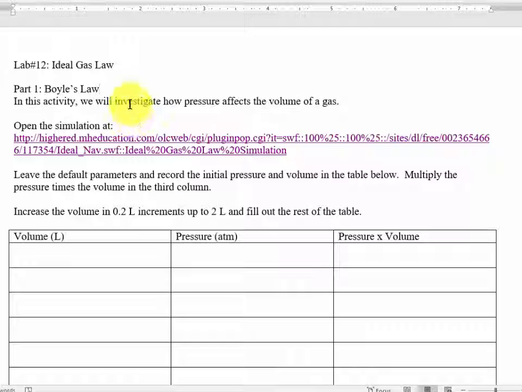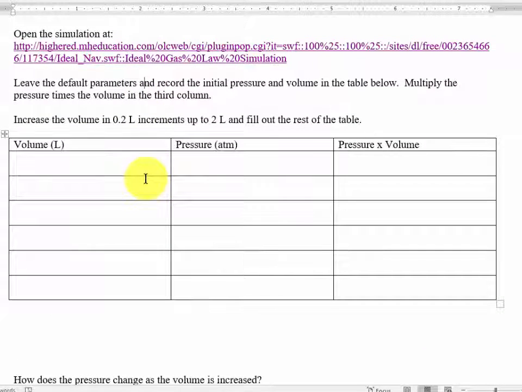Alright, this is the introduction for the Ideal Gas Law lab, and I will admit this is the one lab where you may have some difficulty doing it because it involves a Flash plugin. So I'm just going to go through all the steps right here in case you can't get it to work.